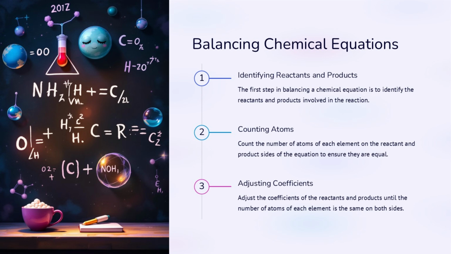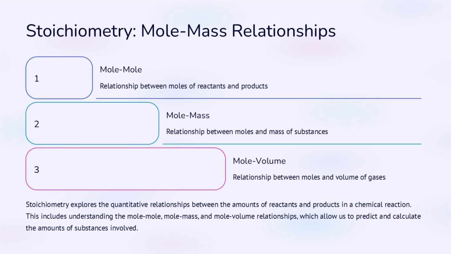Stoichiometry is the study of the quantitative relationships between the amounts of reactants and products in a chemical reaction. There are three key relationships we'll explore: mole-mole, mole-mass, and mole-volume. The mole-mole relationship looks at how the number of moles of reactants and products are related. The mole-mass relationship connects the number of moles of a substance to its mass. The mole-volume relationship allows us to determine the volume of a gas based on the number of moles. Understanding these relationships is crucial for predicting and calculating the amounts of substances involved in a chemical reaction. We'll dive deeper into each of these three relationships in the upcoming slides.